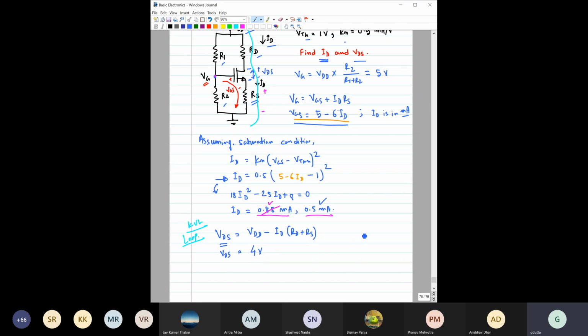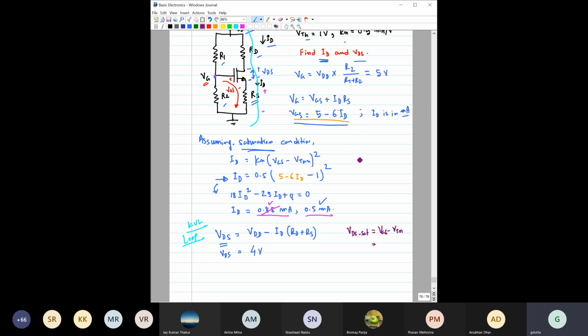So this 4 volt, we have done on the assumption of saturation condition. So for that we have to do a cross check. So let us do that cross check. The cross check is we have to find the value of VD sat. So VD sat is VGS minus VTN. So what is the value of VGS?